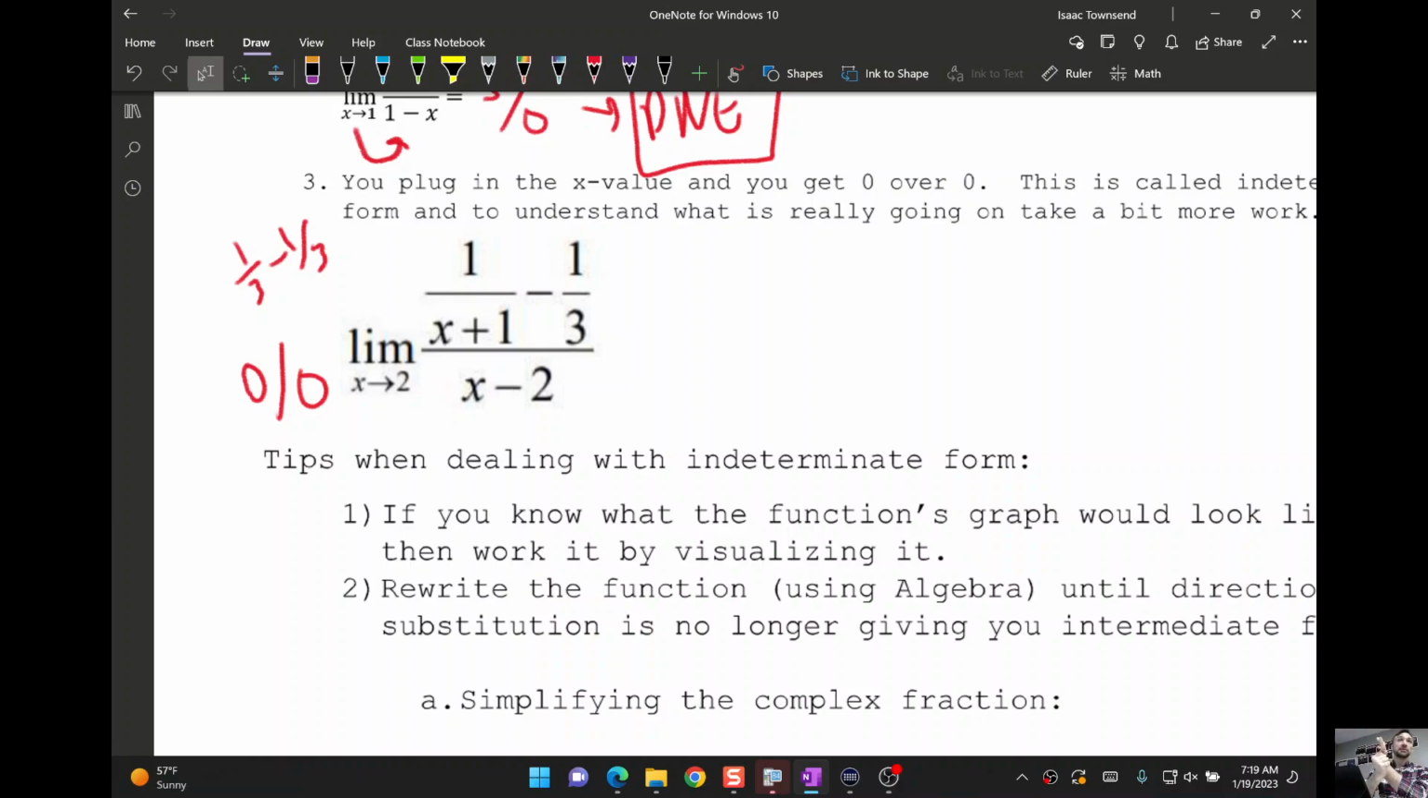Factoring, doesn't look like it factors. Trig identities, there's no trig functions. And conjugates, but conjugates really need a square root in there. So this doesn't, as much as you may want to use one of those past techniques from the last couple classes, those are just not going to be an option.